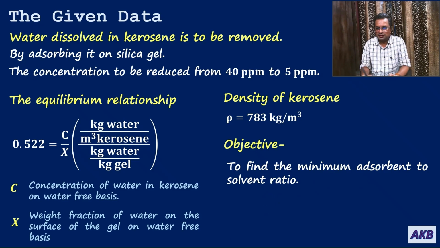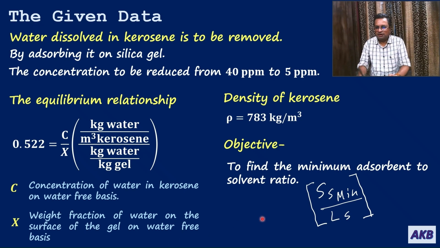this operation. That is, we are supposed to get SS minimum by ELS. You please understand this thing. We are not getting SS minimum. Rather, we have to find the ratio, minimum adsorbent to solvent ratio. That is, we are supposed to report the value of this ratio, SS minimum by ELS.